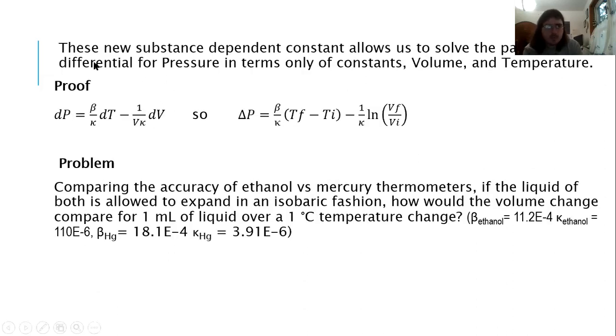We can either have an actual number or a way to calculate that with an integral. So these new substance dependent constants allow us to solve for partial differentials of pressure in terms of only the constants, volume, and temperature. So we're going to solve that dP in terms of beta and kappa. So we're going to get this and eventually get it to this. We're going to show, but how do we get that? That's a lot of magic mumbo jumbo. So the first thing we need to remember is our definition of beta and kappa. Oh, by the way, there's a lot of proofs in this chapter.